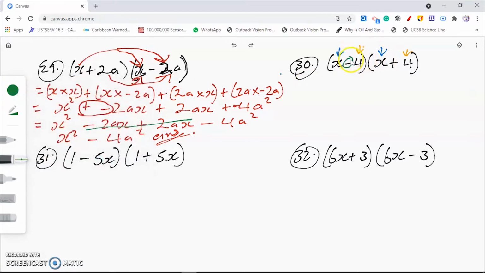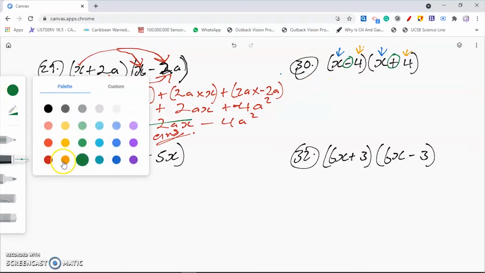So the method I'm going to show you now has a criteria for using it. The criteria is that the first term must be the same, the last term of the binomial must be the same, and the signs between the two terms must be different. One bracket must have a negative, the other bracket must have a positive, but everything else must be the same. And whenever you have that, your answer can be found by doing the following.